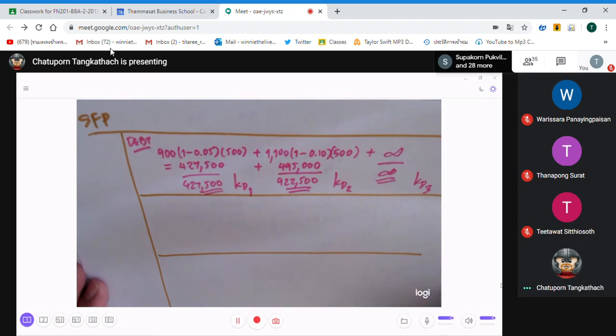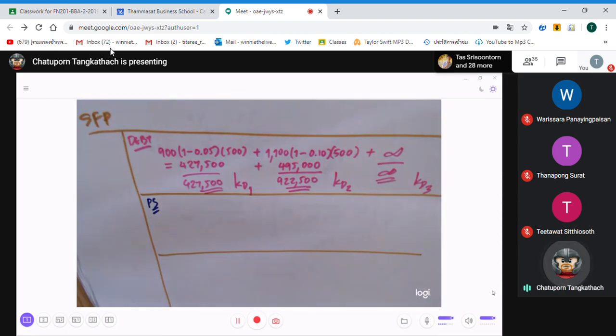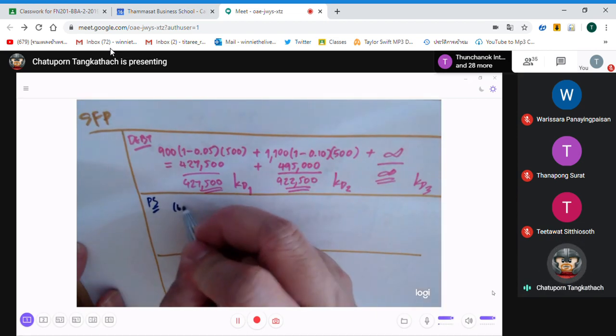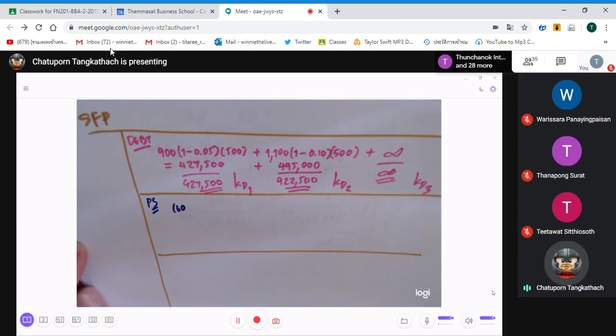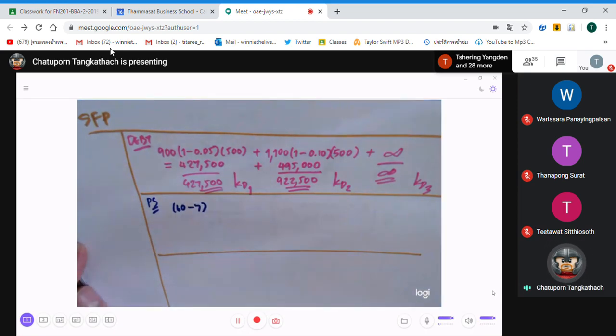Now, the second source of funds, preferred share. The firm may be able to issue preferred shares. The data say that for the first lot, the firm may issue 10,000 shares. The price at which the firm issues is 60 baht per share. This is the market price. Again, when the firm issues preferred shares, it is required to pay a flotation cost of 7 baht. So 60 minus 7 baht. This is the net proceeds of 53 baht per share that the firm will get net of the flotation cost.